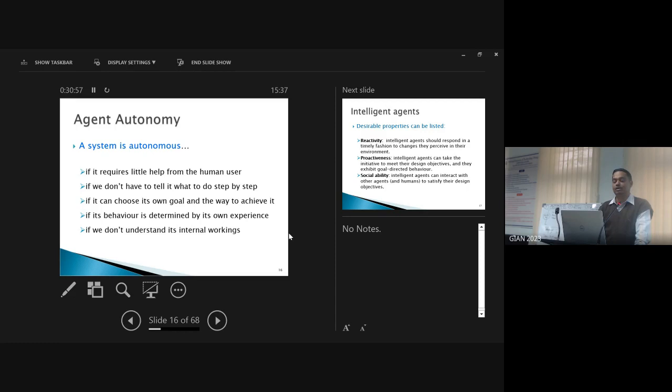If its behavior is determined by its own experience. Because if you say that it is a learning agent, it can learn. So you can keep some kind of memory in the agent's design so that it can hold some previous state and its failure and success both. So based on past experience, it can act, just like human beings. We know that based on previous experience, we can behave in the future.